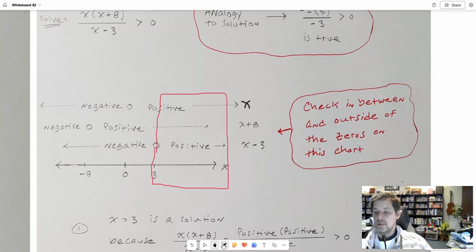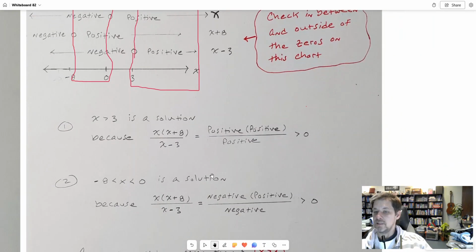Okay, this region here from -8 to 0 is going to work. So look at this, -8 to 0. For numbers in there, how's it going to work? You've got a negative, a positive, and a negative. So, yeah, if I take a negative times a positive times a negative, or a negative times a positive divided by whatever the case is, you'll get a positive number as an answer. So I'm going to include that as part of my solution too.